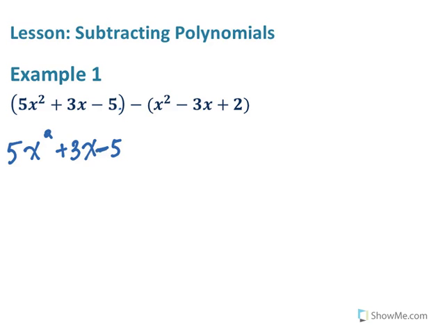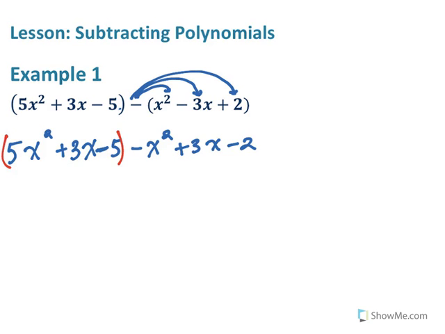So now we've got this negative here. The opposite of x squared is negative x squared. The opposite of negative 3x is plus 3x. And negative positive 2 is minus 2. So essentially what we've done here, I'm going to put the parentheses over them just for a second. After we distribute the negative to each term, we've really just changed the operation to addition.